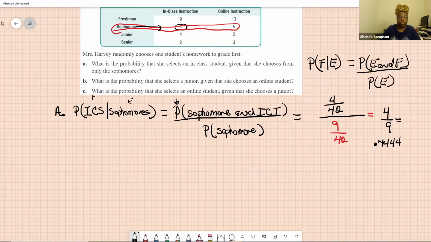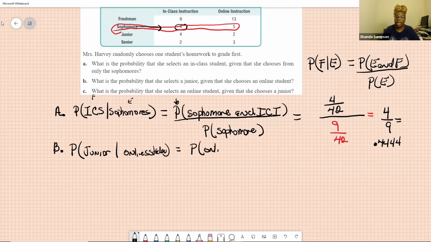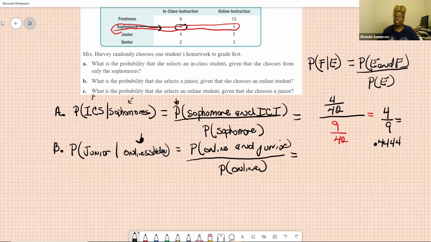Let's do B. I'm going to do B the same way. What is the probability that she selects a junior given that she chooses an online student? So that's going to be the probability that they are online and a junior divided by the probability that they're online. And now I can just go and be merry. What's the online and junior? So online junior is 2 out of 42. Remember, that's a fraction. You can't just write 2 and then put it over the bottom and call it a fraction. 2 out of 42, all over the probability of being online.